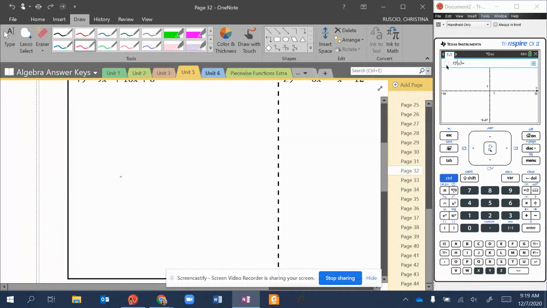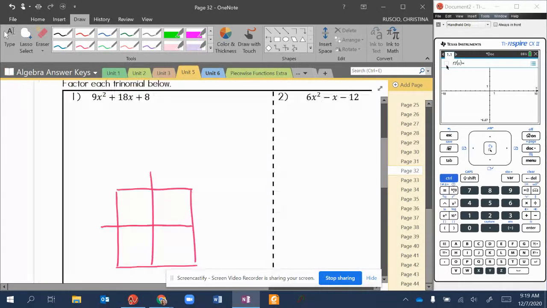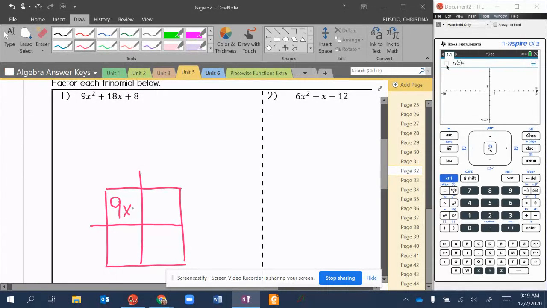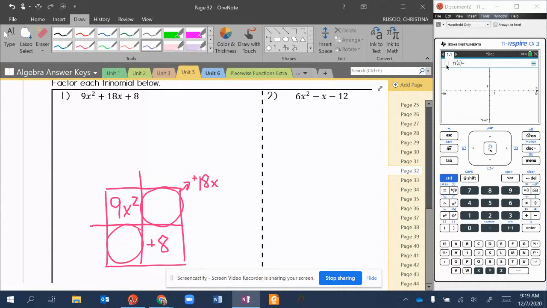All right, with number 1, I'm going to set up my box. And I'm hoping that you guys have gotten the hang of this by now, but we're going to put the x squared term, this first term, right in this top left box, the constant in the bottom right, and then my tail of these two boxes, when we add them together, needs to become a positive 18x. Okay, so the reason why these types of questions are a little bit more challenging is just because we have a lot more guessing and checking to do.